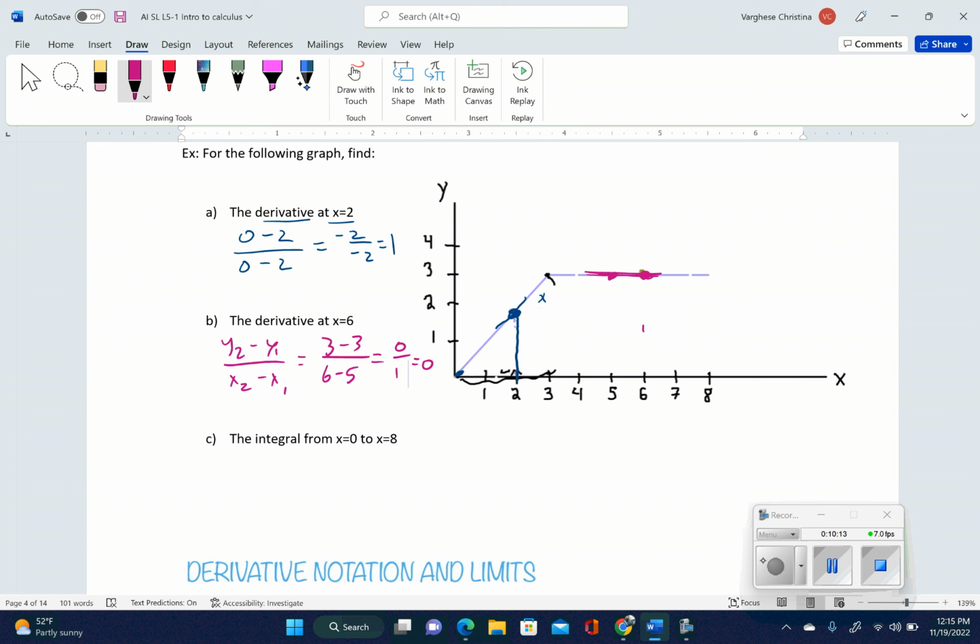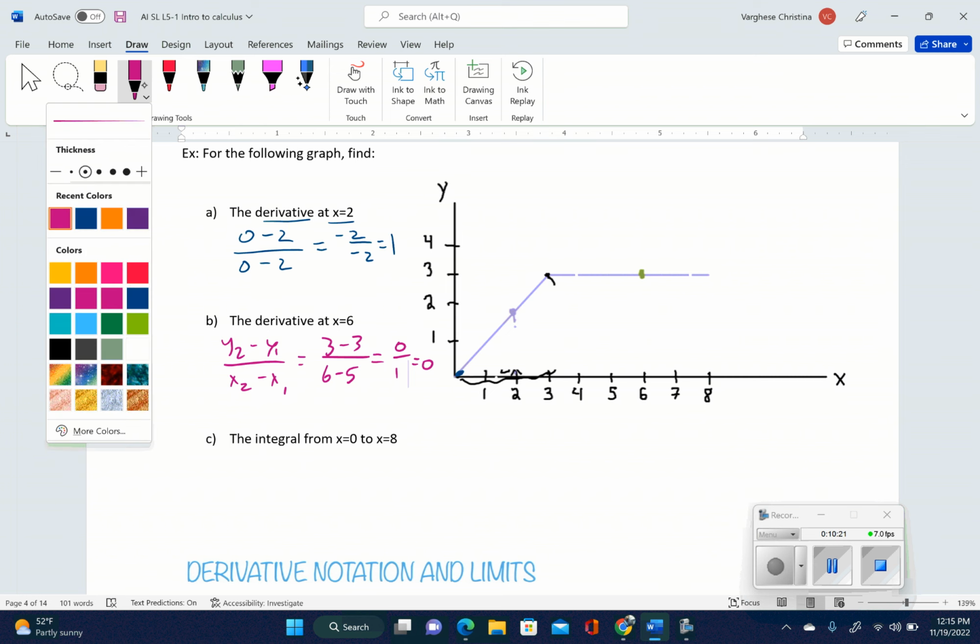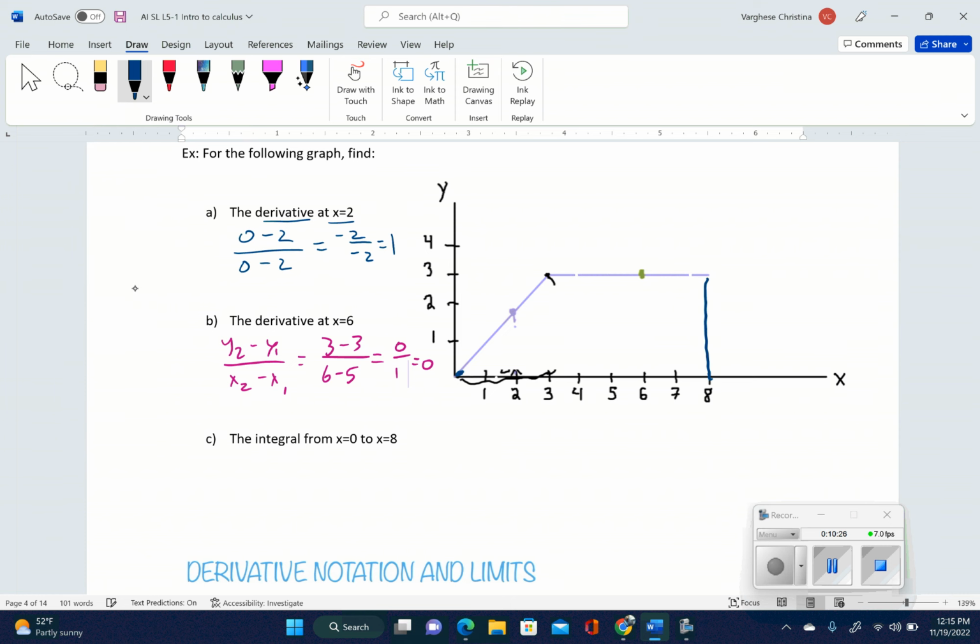And now what if we're asked to find, let me just go ahead and erase this. What if we're asked to find the integral, or the area under the curve, from 0 to 8, okay? So let me just enclose this from 0 to 8. So here, I can see that this looks kind of like a trapezoid of some sort. I might also be able to split this up and say, okay, hey, this is a triangle and a rectangle. So let's see if we can find out the area of those.